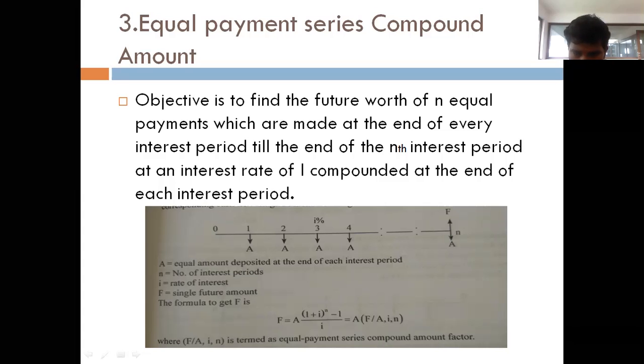The formula is like this: F equals A, the equally paid amount, into ((1 plus I) to the power n minus 1) divided by I. So this is for the equal amount deposited. The cash flow diagram has to be shown in your problem solutions. Very, very important.